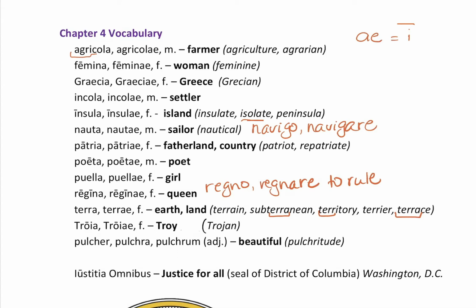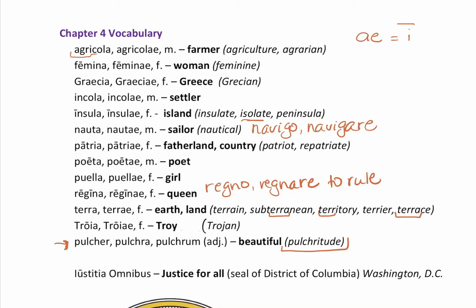Pulcher, pulchra, pulchrum. Adjectives will mostly, when you see them, have 3 listings for them. Sometimes they'll have 2, depending on the adjective. In a glossary, you just need to know right now that you just need to memorize what this means. I'm not going to tell you how to use it or anything like that. That'll come later. And of course, everybody's favorite English word, which I've never used in my life, pulchritude.